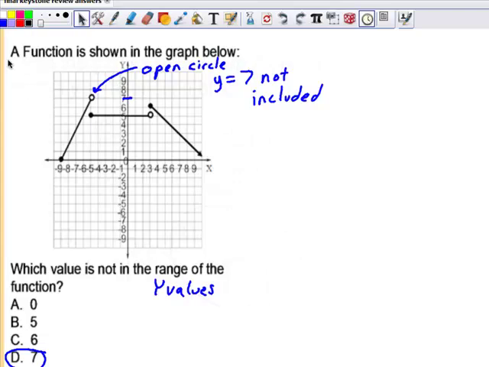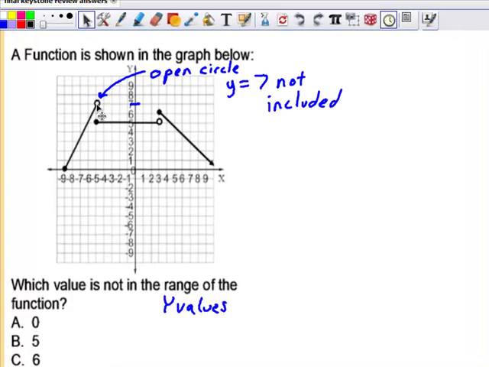Okay, here you need to know that range are the y values. This segment right here, this goes on forever. So I'm hitting all the negative y values. This goes on forever. The only outcome I do not have, and I'm supposed to go through my choices, is right here. Since it's an open circle, 7. The outcome of 7 is not included. So D is the answer. Remember, range are your y values.